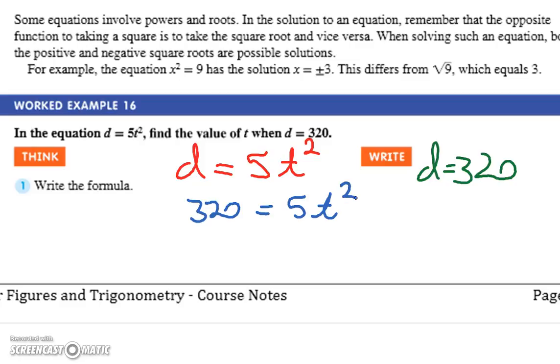Now, just before we solve it, what do you want your answer to look like? T equals. Okay, so that's the first thing you've got to think of. Get that in your brain, that this is what I want it to look like at the end, and it makes your life a lot easier. What's the first step? Divide both sides by 5, which will give you 64 equals t squared.